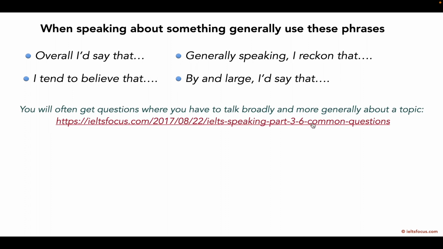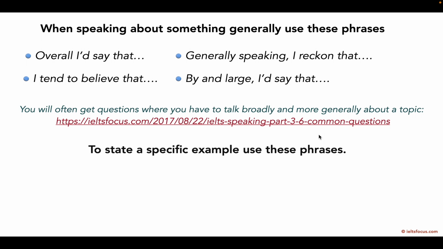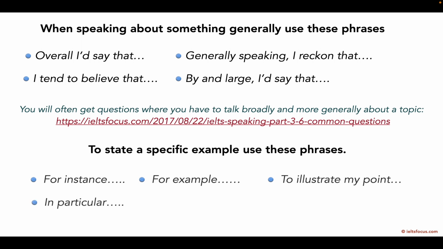There's that link again about the 6 types of questions. Now, giving examples. So after you give your opinion and you explain, it's a good idea to give an example, and you can begin by saying, for instance, for example, to illustrate, in particular, more specifically, and to name one example.